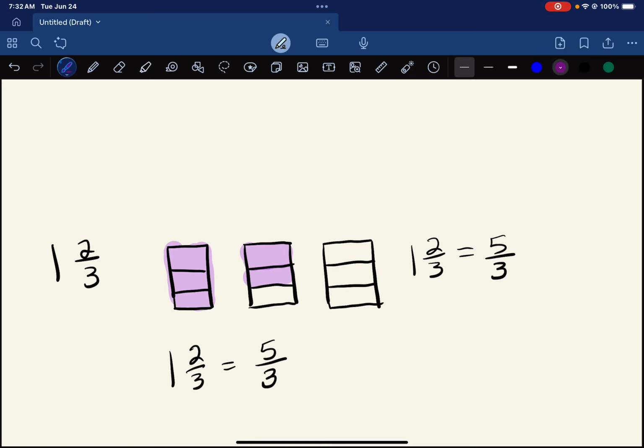And if you need to, when you're first starting out, just go ahead and draw your little arrows. This is multiply, this is add. And you're always going to keep the same denominator as part of your fraction.